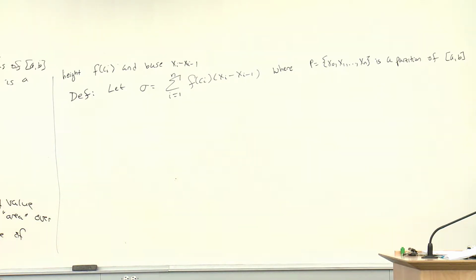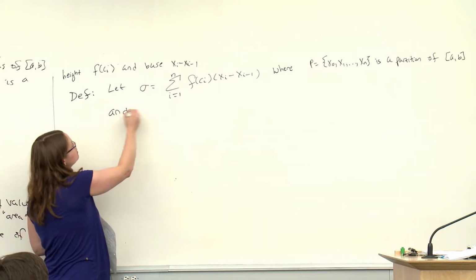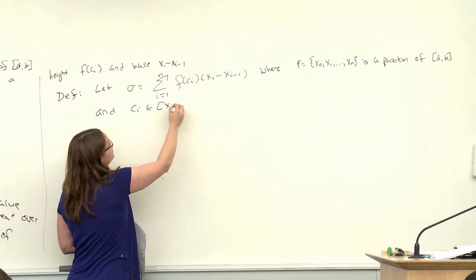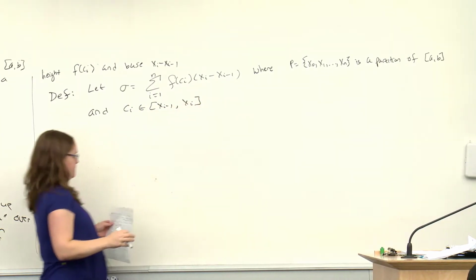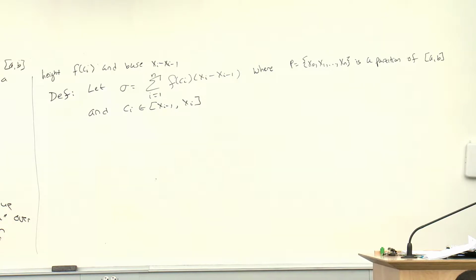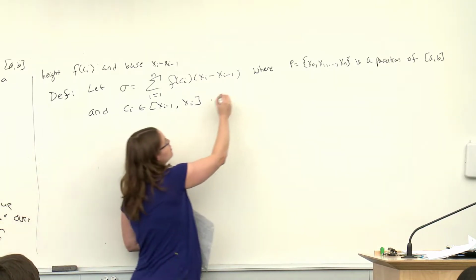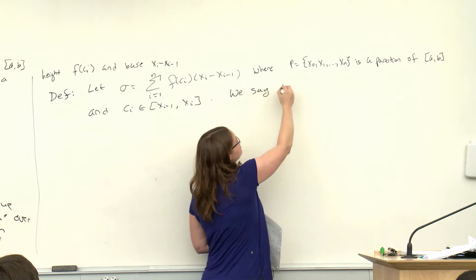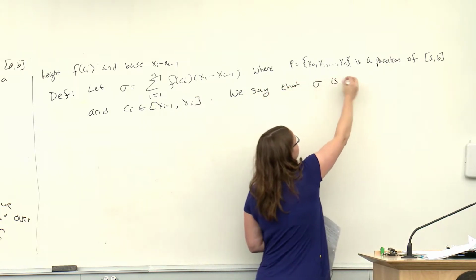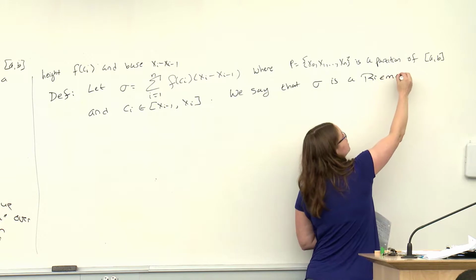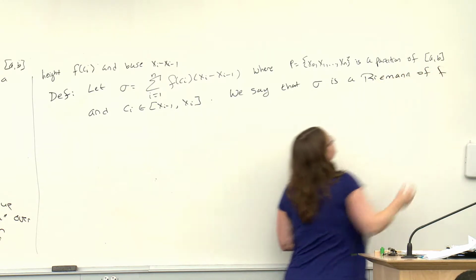Okay, and ci is just any point that lives inside of the ith interval. Could be the left endpoint, the right endpoint, the midpoint, somewhere in between, doesn't matter. So ci belongs to [xi minus 1, xi], and this gives a number. Any number that can be written in this form, we're going to call a Riemann sum. So we say that sigma is a Riemann sum of the function f over the partition P.